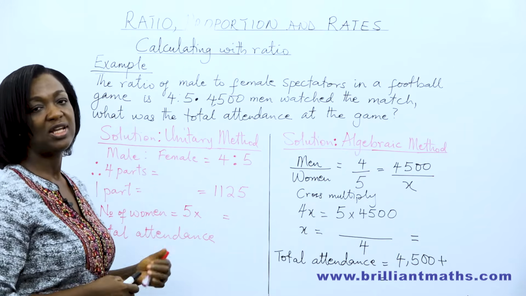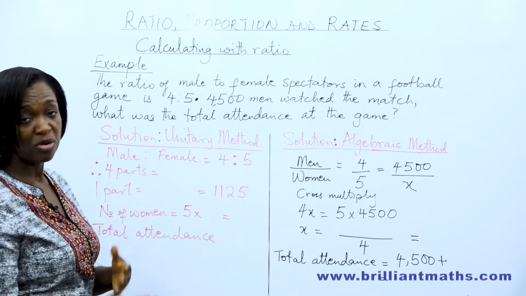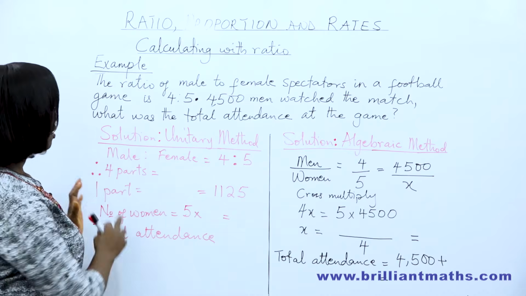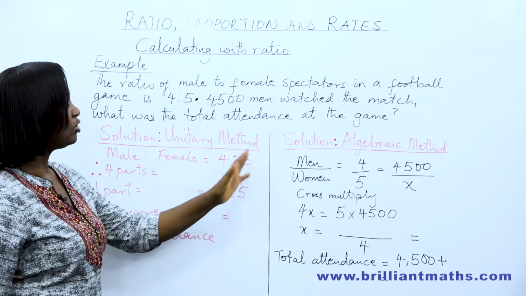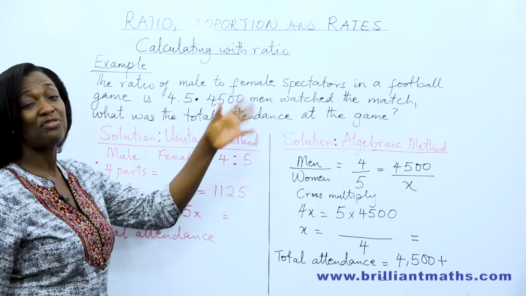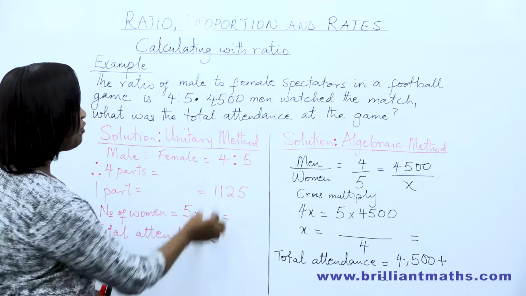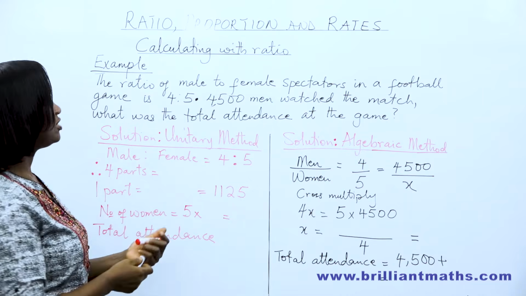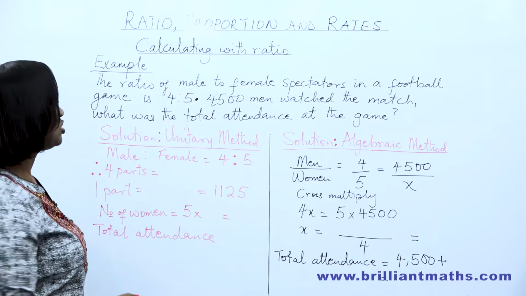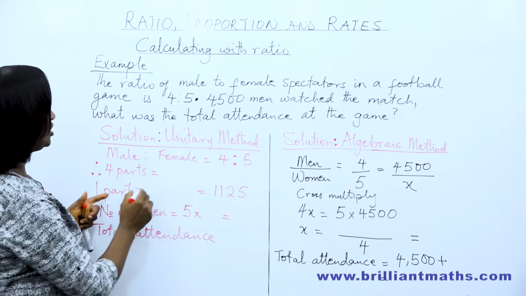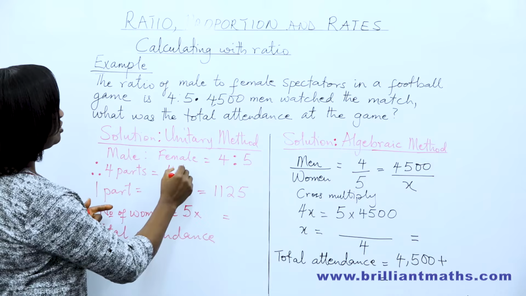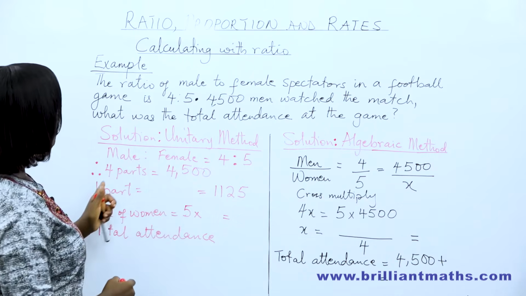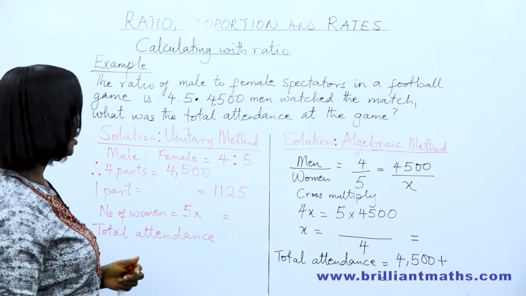Before we can find the total attendance, we have to find the number of women and then add them together to give us the total. So let's see the information we have. Male to female is 4 to 5. And then we had 4,500 men. That means that 4 portions or 4 parts is equal to 4,500. That's the only information we have. Therefore, 4 parts equals 4,500 men. All right? If 4 parts is equal to that, then what is 1 part?